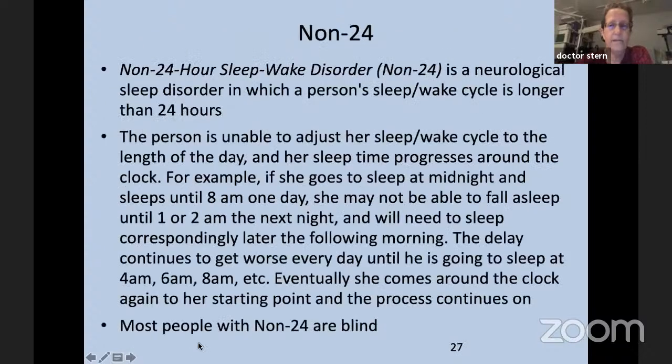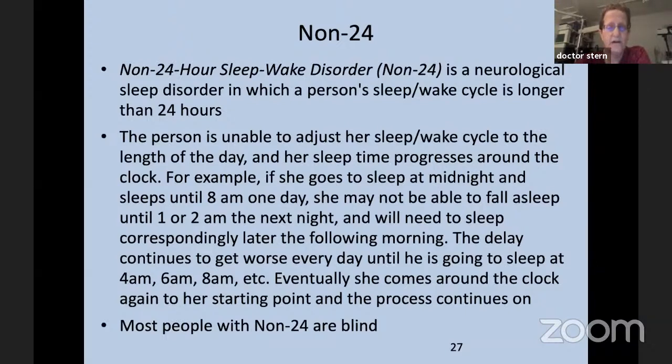And what happens is that their sleep-wake cycle is generally longer than 24 hours, or what you find is they adjust their sleep-wake cycle to the length of the day, but it sometimes can go around the clock. So if they sleep, let's say, from midnight to 8 a.m., then the next night they can't fall asleep until 1 a.m. And then the next night it might be 2 or 3 a.m. And it keeps going like that.